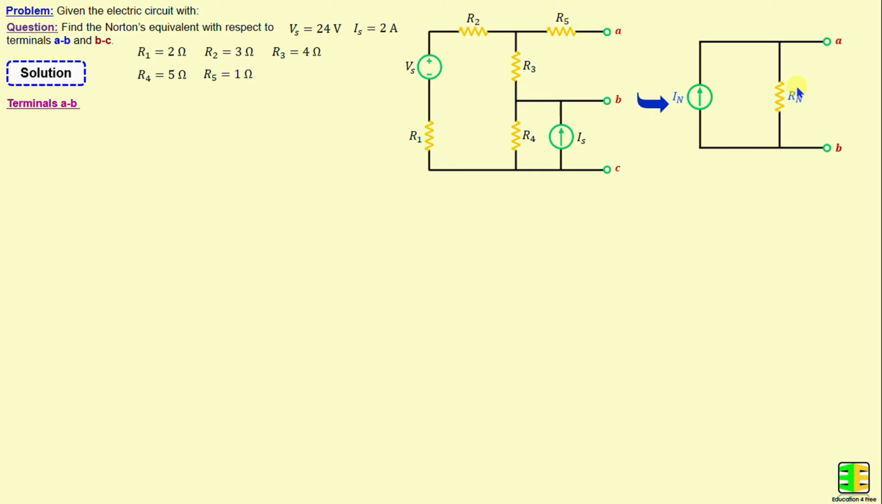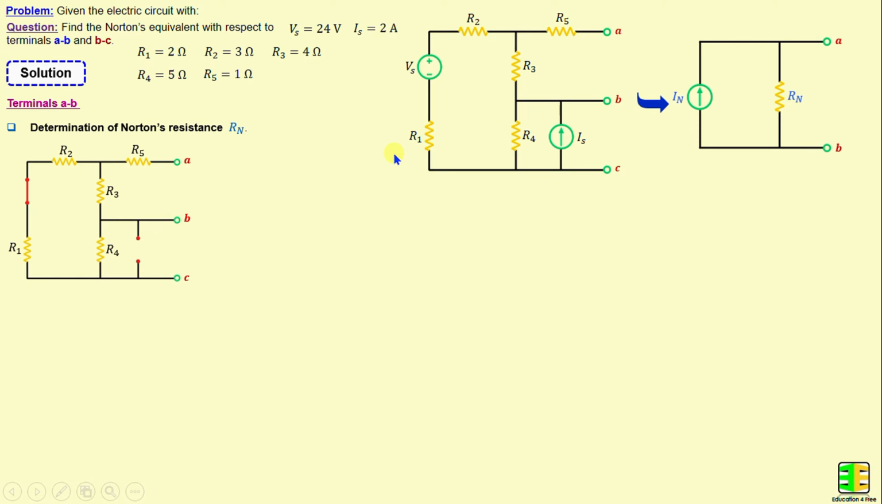This step can be done by removing all the independent sources in the circuit, which means the voltage source Vs will be replaced by a short circuit and the current source Is will be replaced by an open circuit. The Norton's resistance represents the equivalent resistance between terminals A and B.